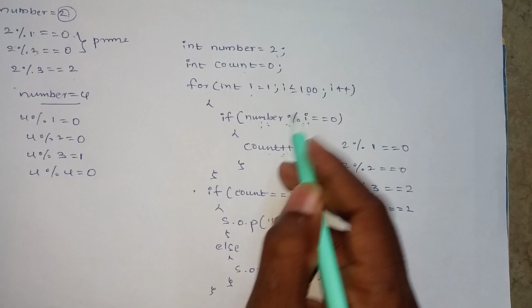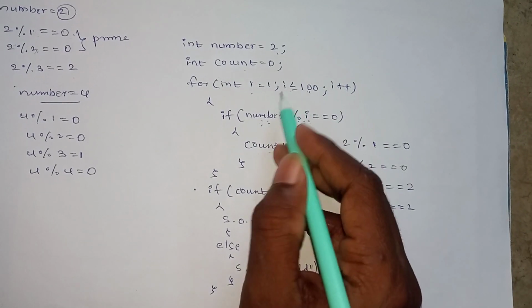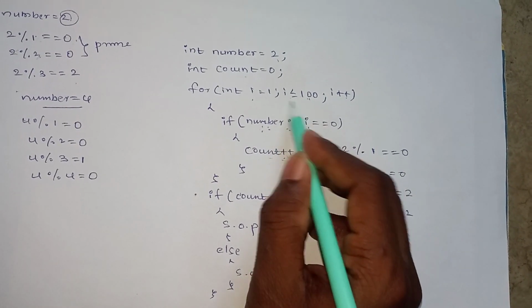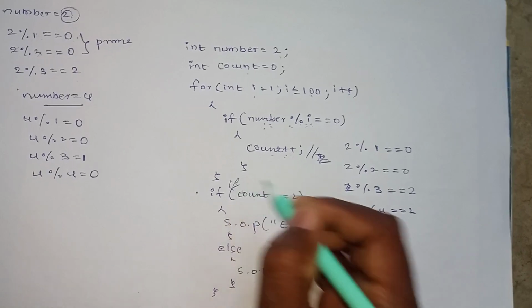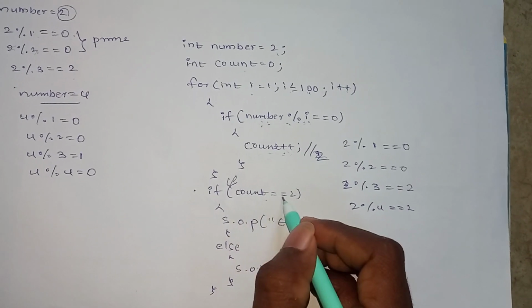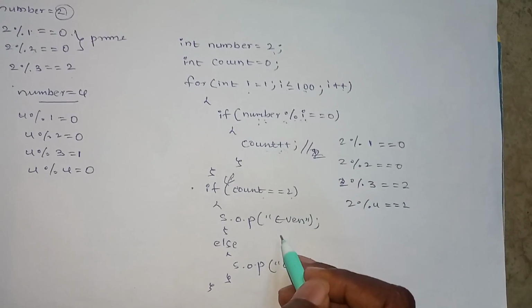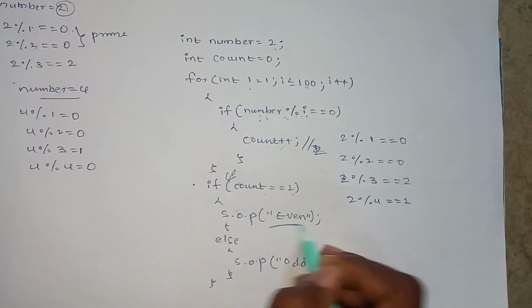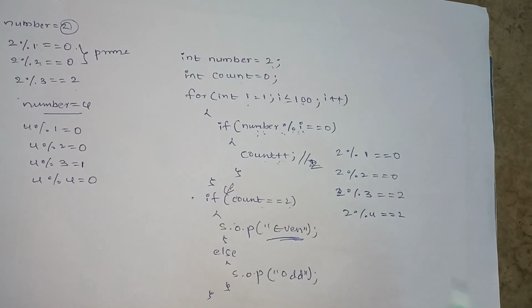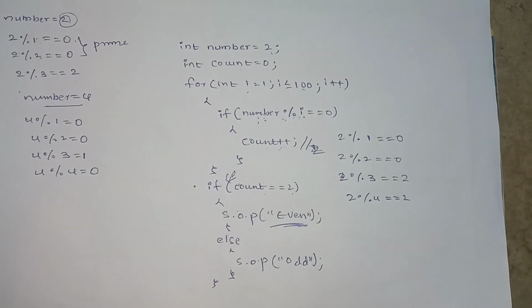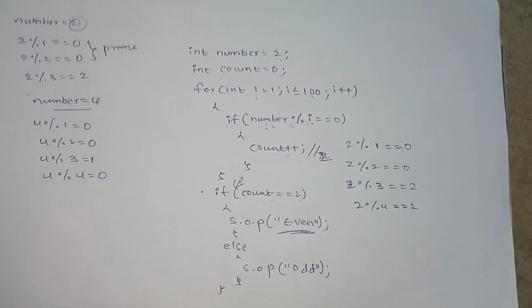So after 100, whenever the i value gets 101, the condition gets false here. So it comes out of the for block. And then here, if count equals 2. So we got count equals 2. 2 equals 2, condition is true. So it enters into the if block and gives the output as even. So this is how we need to write the code in Java to determine whether a number is prime or not.